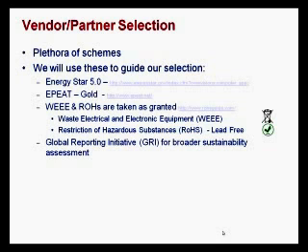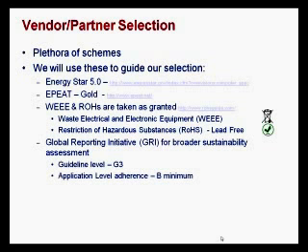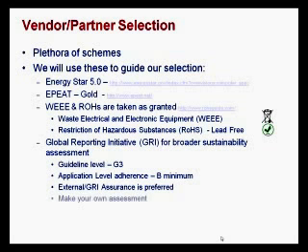The GRI reporting framework specifies a number of different levels and application level adherence. Our GRI criteria are guideline level G3, application level adherence is a B minimum, and our preference is that external or GRI assurance is undertaken. But with all these assessment forms, I would encourage you to make your own informed assessment as to what criteria suits your business and what you are trying to achieve.